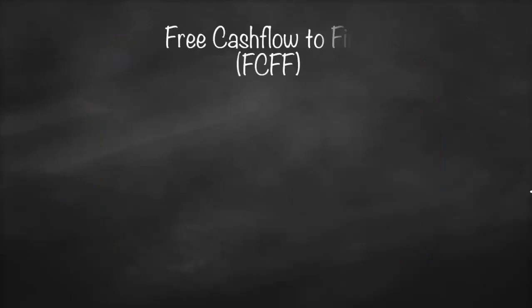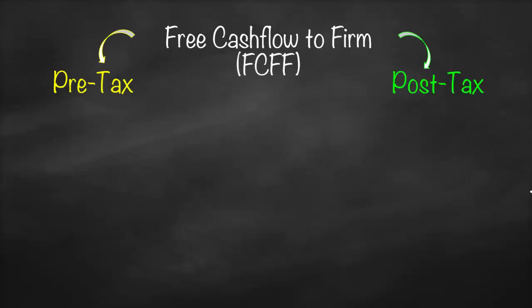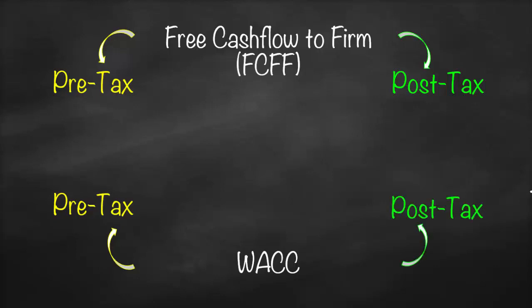Another relationship is, when we talk about free cash flow to firm, we have two types, pre-tax or before-tax free cash flow to firm and post-tax or after-tax free cash flow to firm. Therefore, our discount rate, which is the weighted average cost of capital, should match our free cash flow to firm. So if we have pre-tax free cash flow to firm, our WACC should be pre-tax. If we have post-tax or after-tax free cash flow to firm, our WACC should be post-tax, because we need to compare apples to apples.